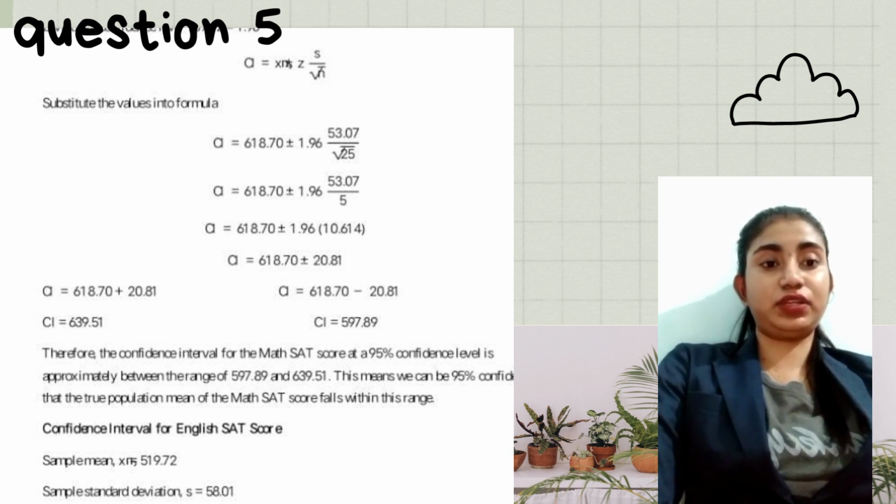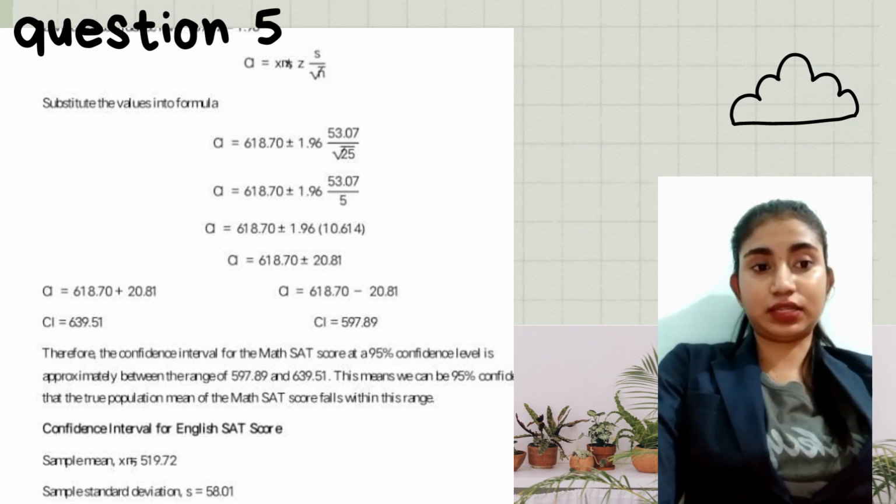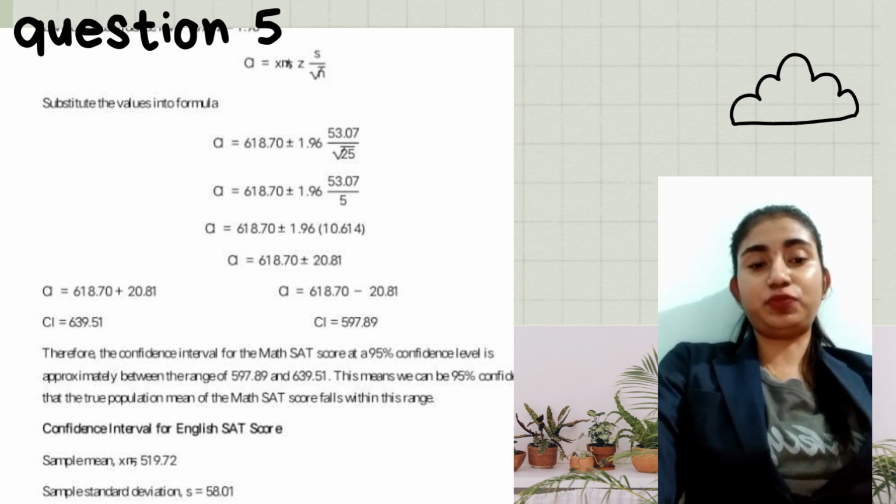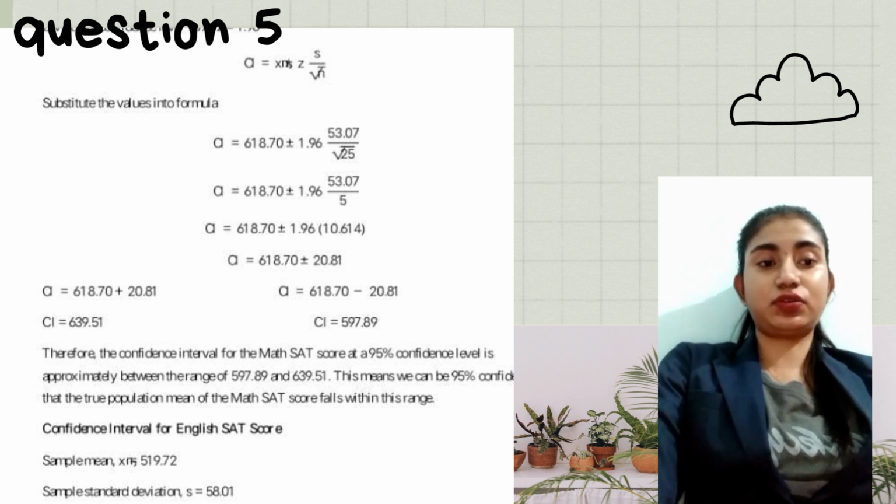496.98 is the confidence interval for the English. Therefore, the confidence interval for the English set score at 95% confidence level is approximately between the range of 496.98 and 542.46. This means we can be 95% confident that the true population mean of English set score falls within this range.